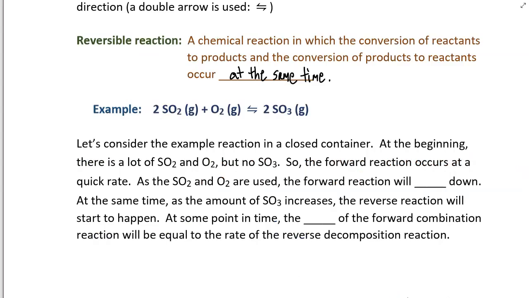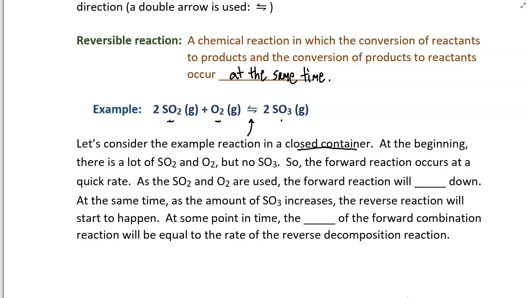Here's an example reversible reaction. SO2 combines with O2 to produce SO3. But notice the double arrow symbol indicating that this reaction also occurs in reverse. The SO3 is decomposing to create SO2 and O2. Let's say that this reaction is happening in a closed container. At the beginning, there's a lot of SO2 and O2, but no SO3.